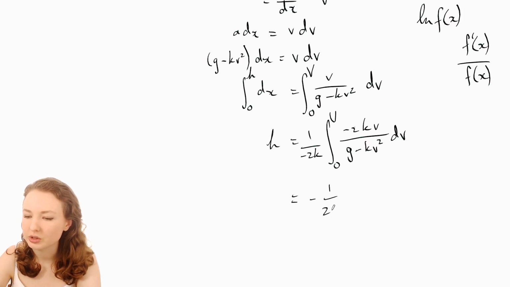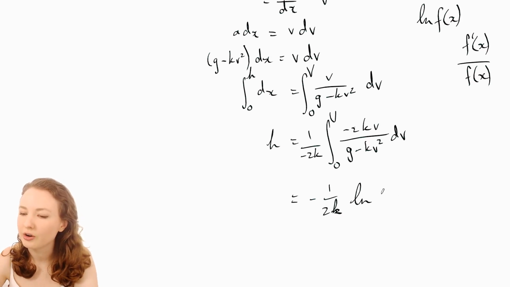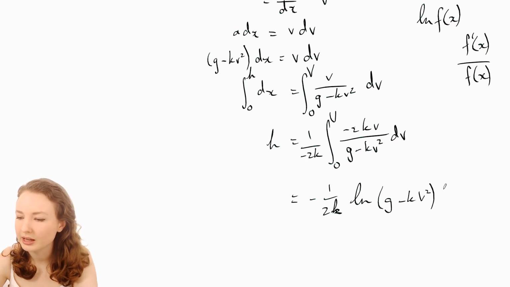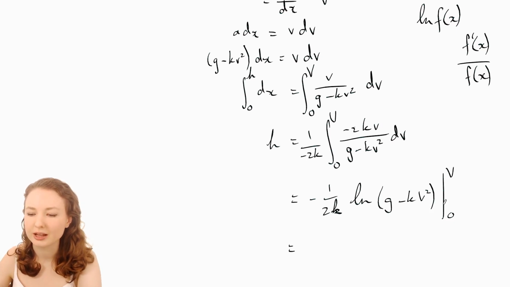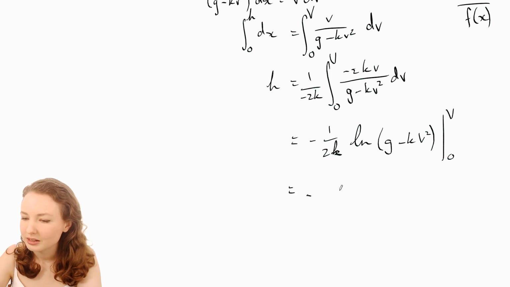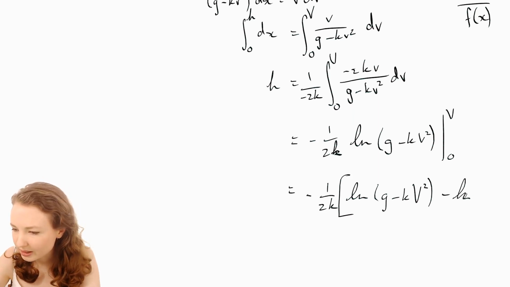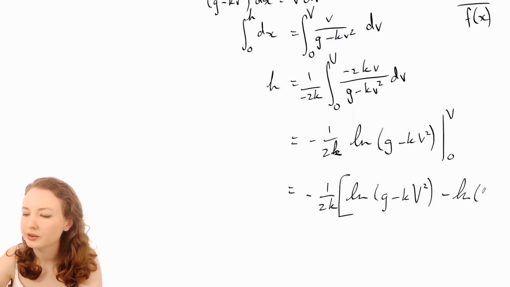So 1 on 2k, k not h, got log of g minus kv squared, and that's running from 0 to v. So we can just plug those values in. Negative 1 on 2k, log of g minus k big V squared minus log of, that's meant to say ln, not weird squiggle. Plug the 0 in, we got ln of g.